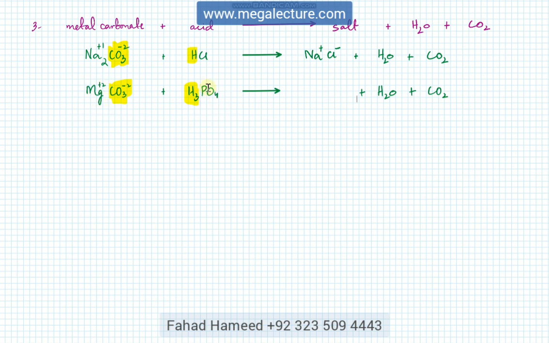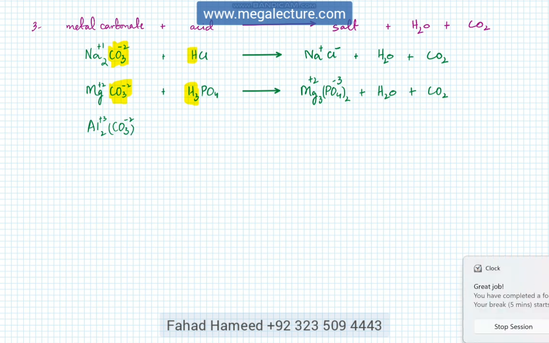So Mg ions and PO4 ions are going to combine to form a salt, which is going to be Mg and PO4. But Mg is group 2, so it has a charge of plus 2. PO4 is minus 3. So the formula of the salt would be Mg thrice, and PO4 would be twice. Now next one, let's do aluminum carbonate, which is Al is plus 3. Carbonate is minus 2. So what will the formula be? That's going to be Al2, and CO3 would be thrice.